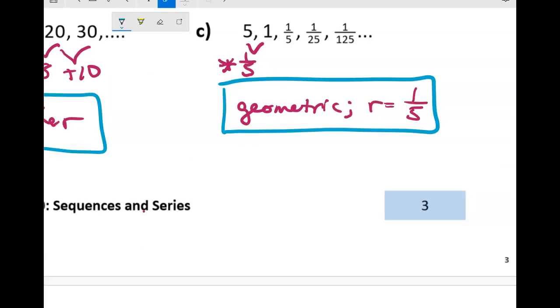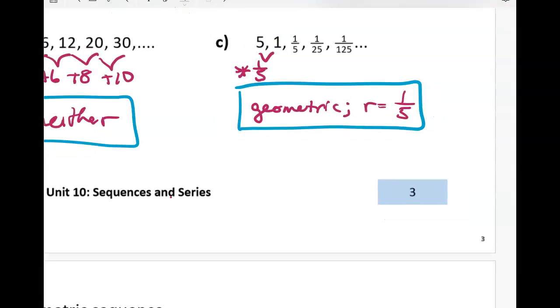All right, this one was a geometric sequence with an r equal to 1/5. Now, our r is a fraction that is between 0 and 1 because we have positive terms that are getting smaller each time, right? We're multiplying by 1/5. If we were multiplying by 5, the terms would be getting bigger. All right, let's check out another example.